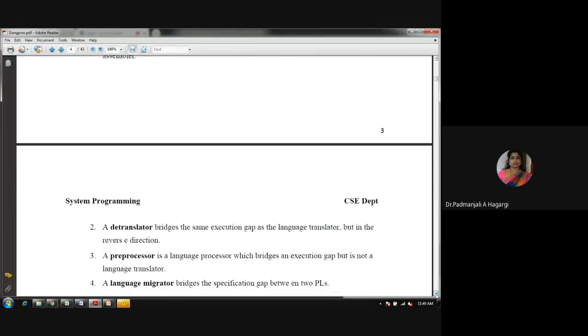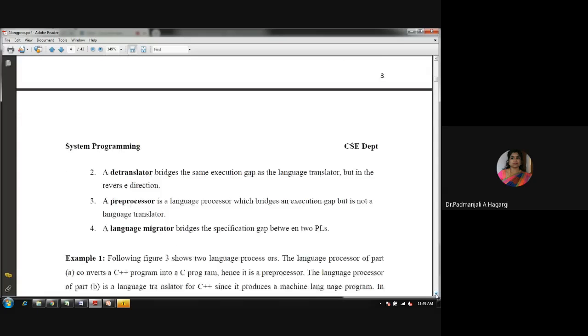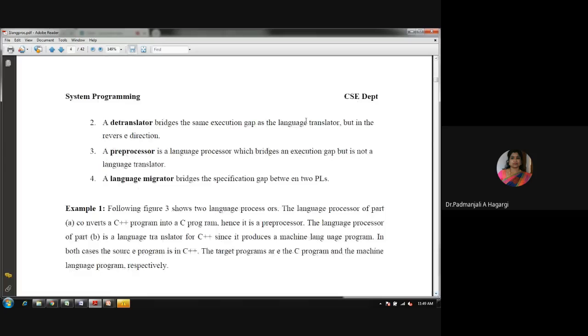A translator bridges the same execution gap as the language translator, but in the reverse direction. That is what in the last class also I told you about. A processor is a language processor which bridges an execution gap but is not a language translator. But a preprocessor is not a language processor.